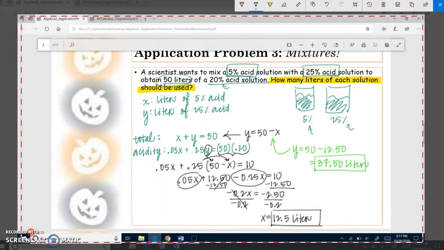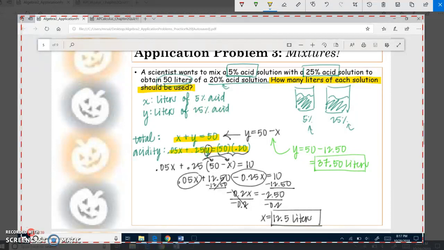So when we do these kinds of problems, there's always going to be one equation, that's your total. However many liters of one plus however many liters of another is your overall amount. And then the next equation just comes from multiplying the acidity by each of the liters values. So we'll continue to practice these ones.